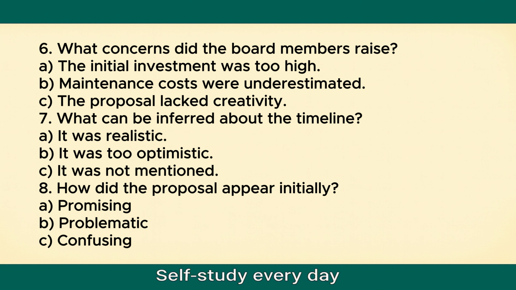7. What can be inferred about the timeline? A. It was realistic. B. It was too optimistic. C. It was not mentioned.